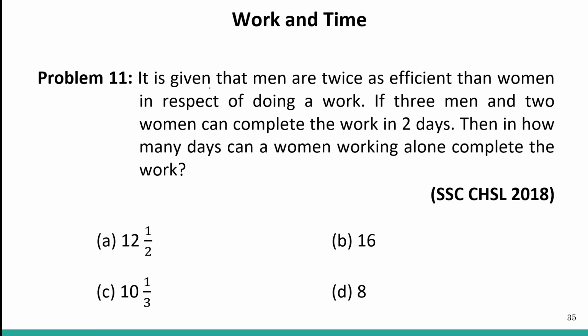So problem number 11. It is given that men are twice as efficient as women with respect to doing a work. If 3 men and 2 women can complete the work in 2 days, then how many days can a woman working alone complete the work? This question has been asked in the SSC 2018 exam. Is it option A, that is 12 and 1 by 2, or B, that is 16, or C, that is 10 and 1 by 3, or D, that is 8?